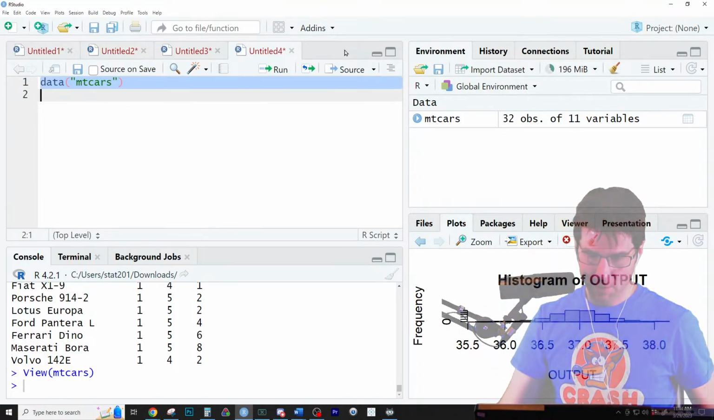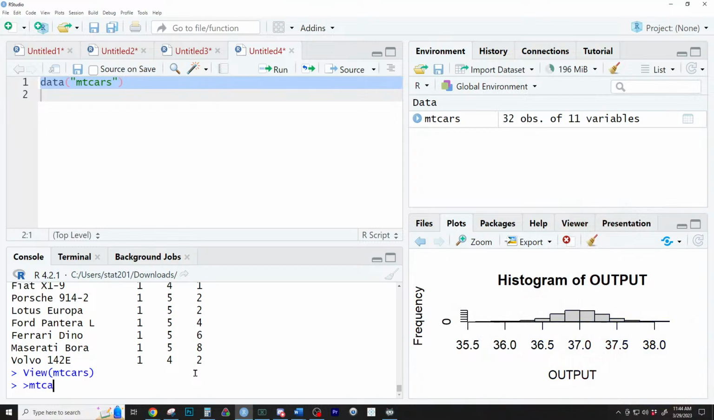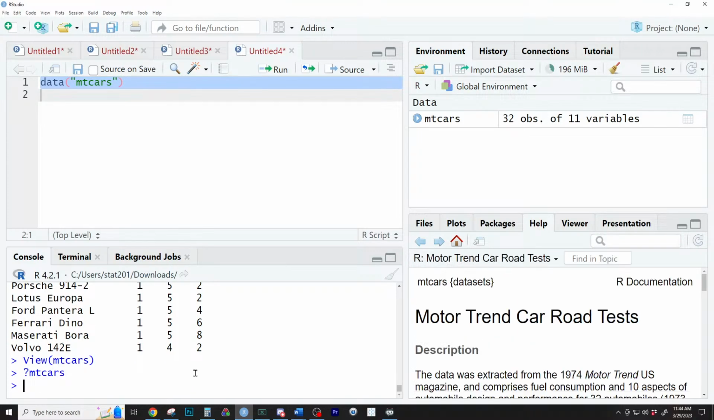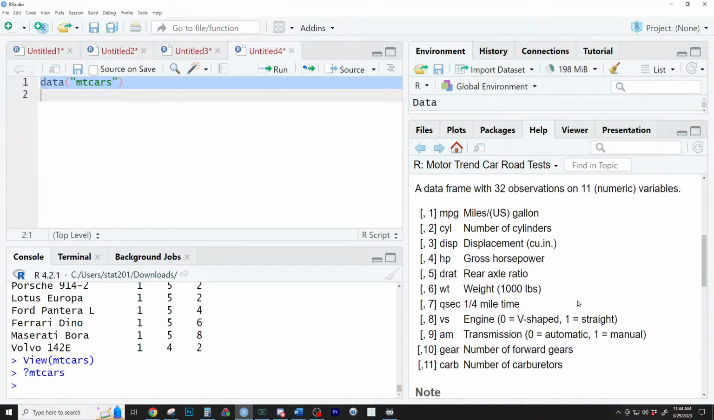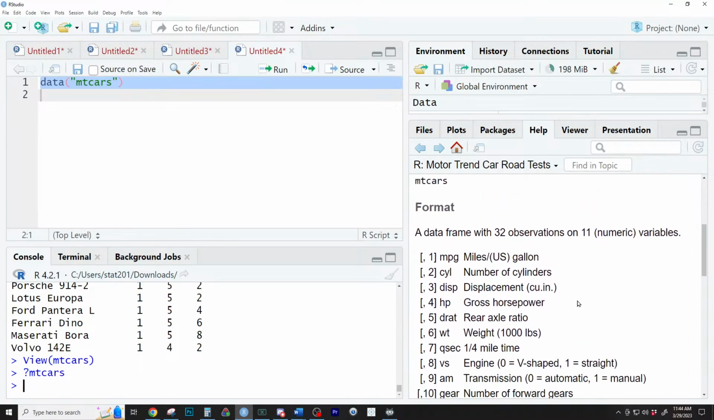We've got V versus straight line for engine, so that's actually categorical right there. We've got different things like the weight of a car. And what's really great about R is if you go right here and do a question mark, question mark mtcars, it's actually going to tell you about the Motor Trend car road test and tell you the different variables. Know your notation. We've been using that a lot today. So these are the different variables you see in there.